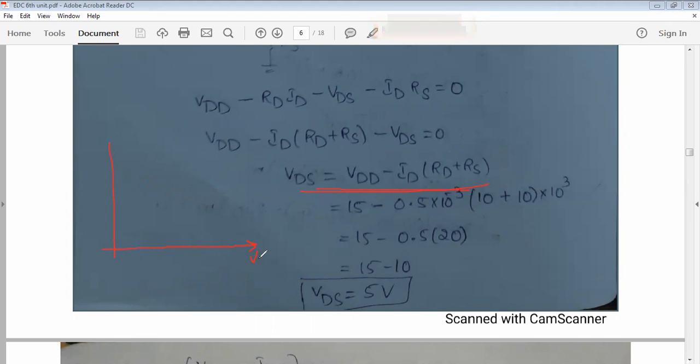How we can draw the DC output load line? Output voltage VDS, then output current is equal to ID. Okay, here in this expression, substitute ID is equal to 0. When ID is equal to 0, VDS is equal to VDD. This is the maximum value. Now here, maximum ID, VDS is equal to 0. Maximum ID is equal to VDD by RS plus RD. Then draw one line.